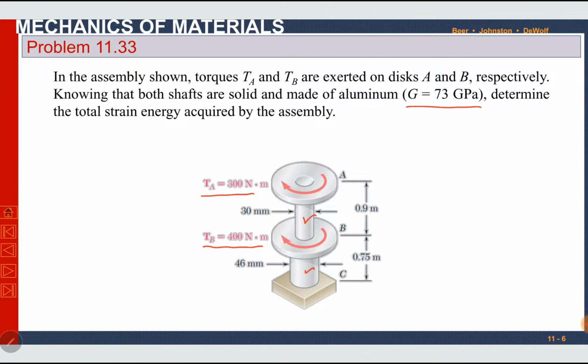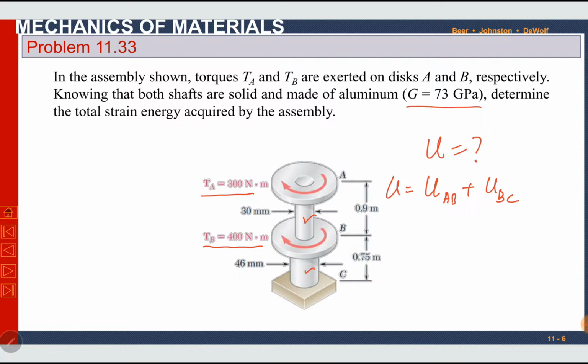G is given as 73 gigapascal. Determine the total strain energy acquired by the assembly. Total strain energy is required. Total strain energy will be strain energy by shaft AB plus strain energy of shaft BC.